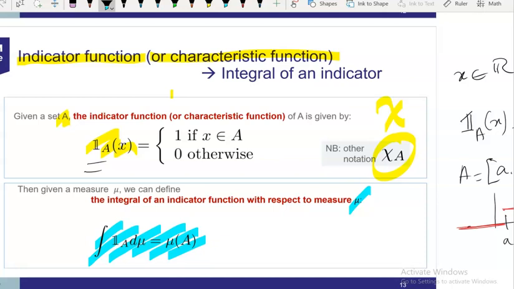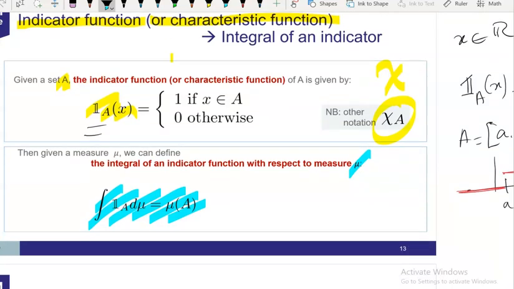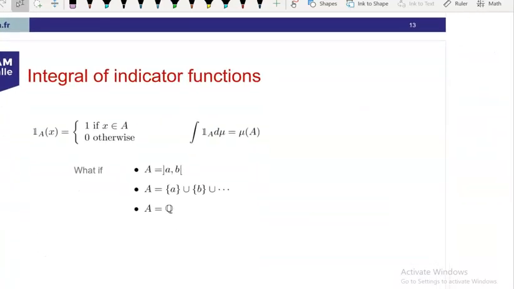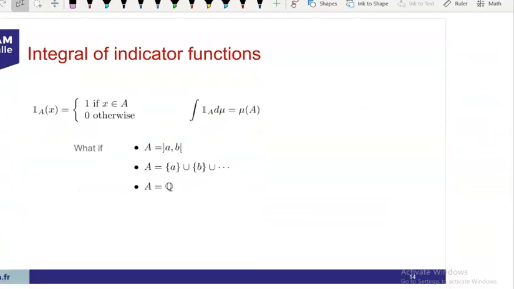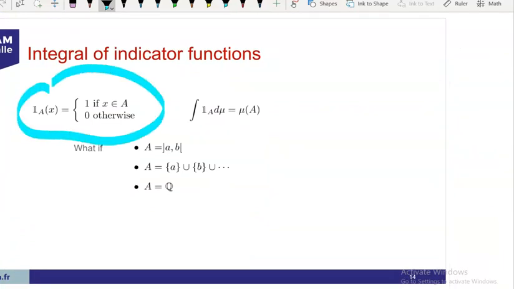But the construction of the Lebesgue integral goes like this. We can define the integral of any indicator function. It's going to be exactly equal to the measure of your set that is indicated. So that's simple. Let's sum up. We define the indicator function like this, and we define the integral of the indicator function.